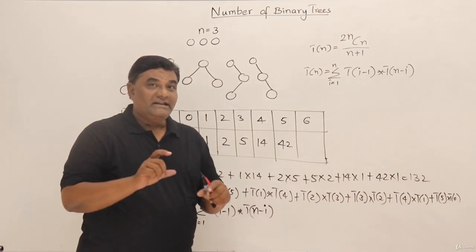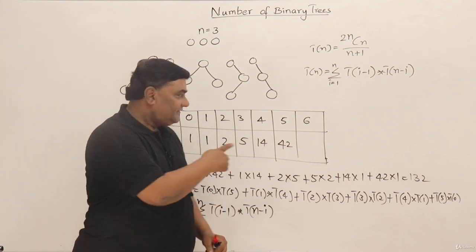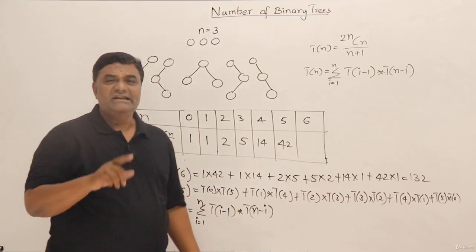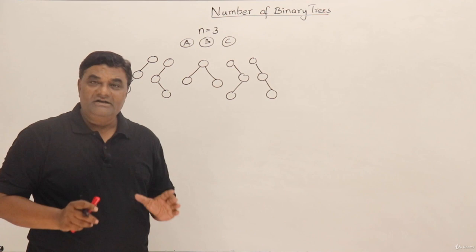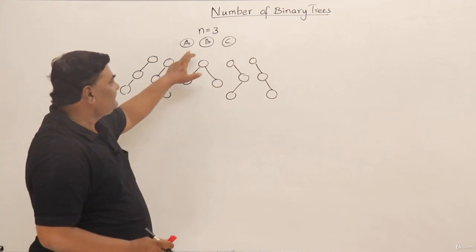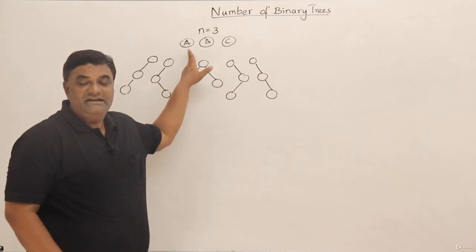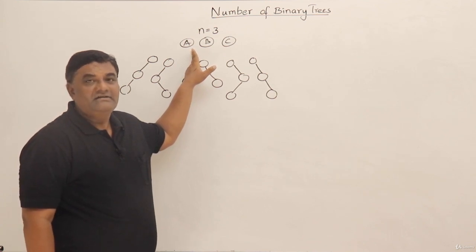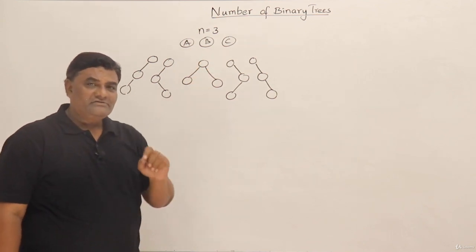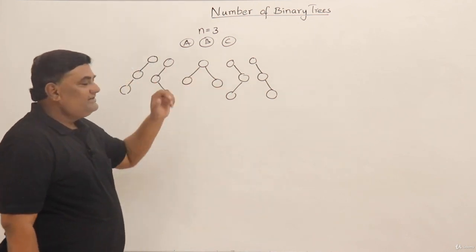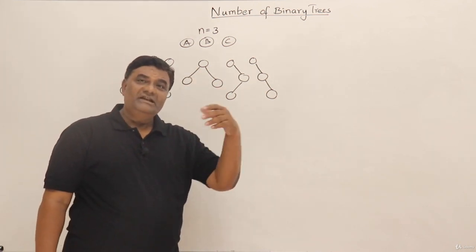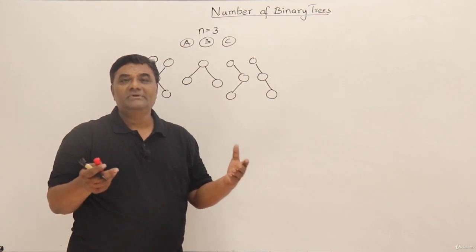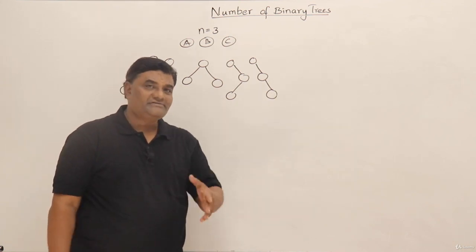Now we have to learn about labeled nodes. So I will remove this, then I'll explain to you about labeled nodes. Labeled node means these three nodes are there. Now you can see they are labeled, right? Previously there were no labels here. They were blank. Now something is written in them. So labeling is done. A, B, C are labels. If labeled nodes are there, then how many different binary trees can be generated? That's what we have to find out.